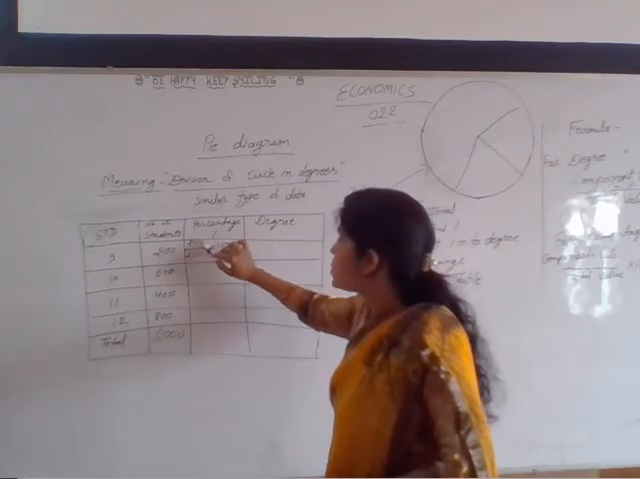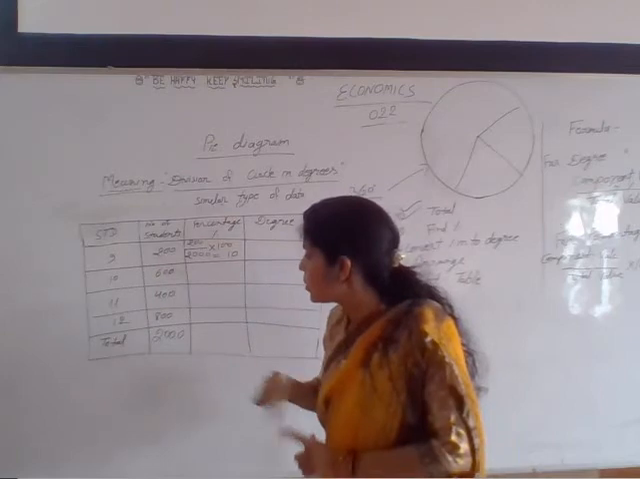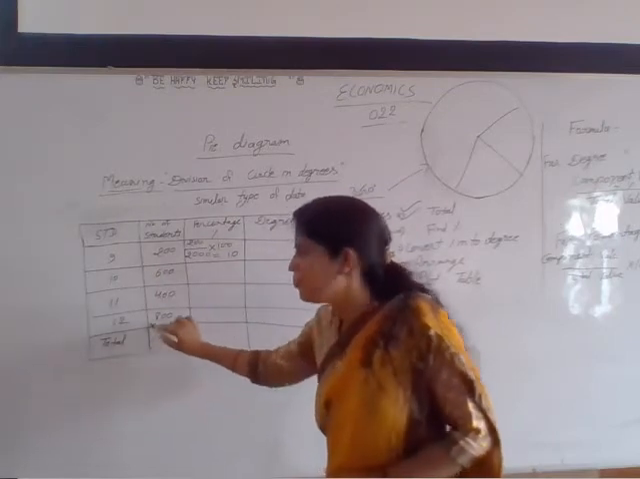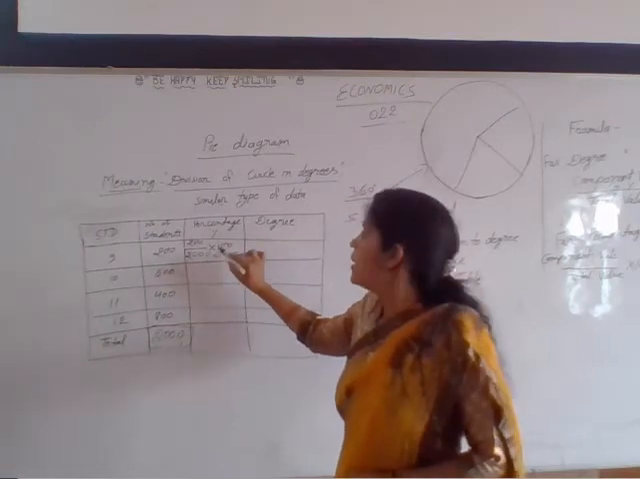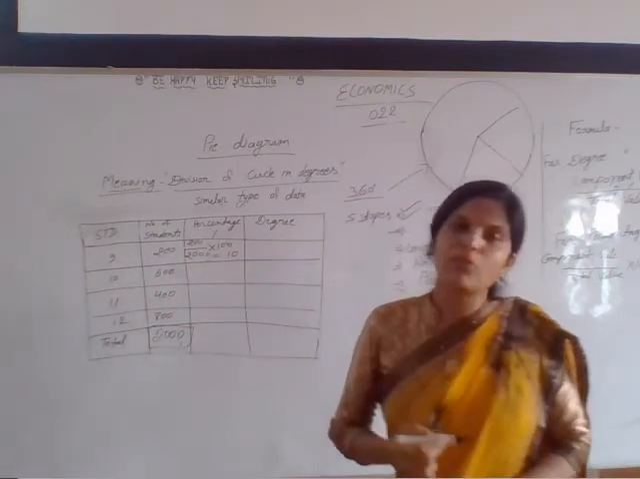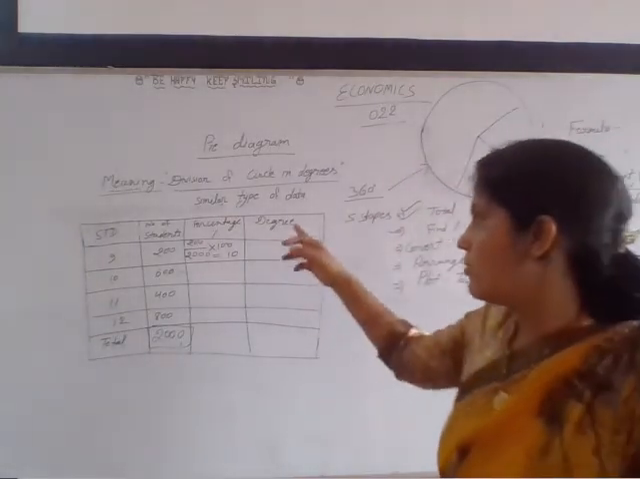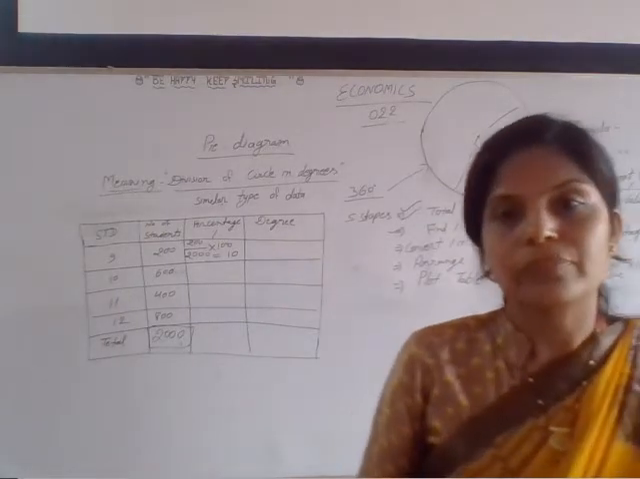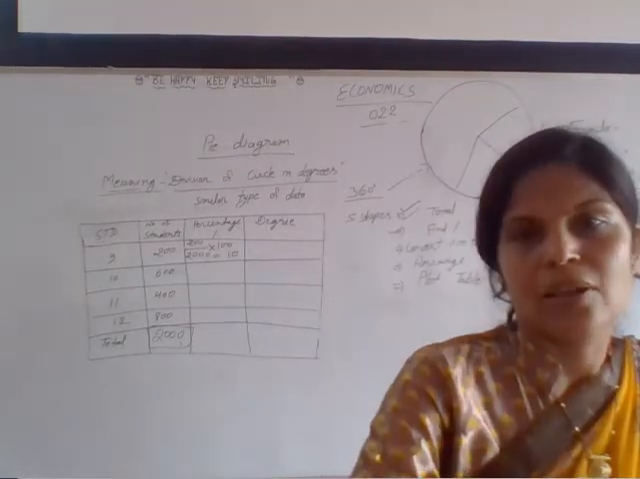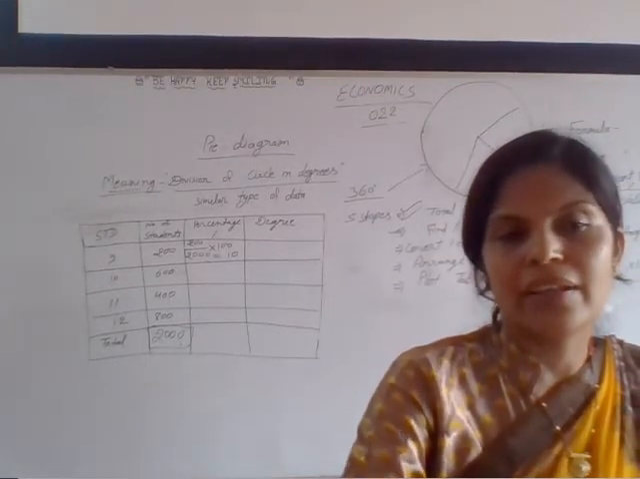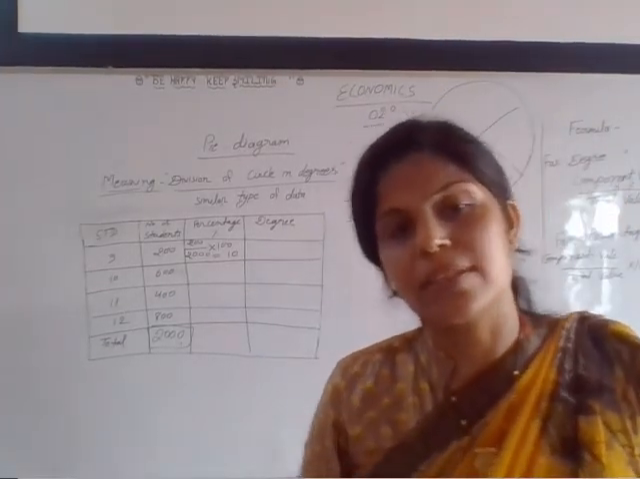In this, our component value is 200, and the total value is 2000. So 200 divided by 2000 multiplied by 100. Then what value will we get? 10. In the same way, for the other values we will use this formula to calculate the next value. What is the next value?